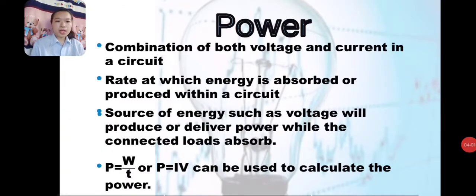Power is a combination of both voltage and current in a circuit. In an electrical circuit, power is the rate at which energy is absorbed or produced within the circuit. A source of energy, such as a voltage source, will produce or deliver power while the components absorb it. Power can be calculated by using the formula P equal to W over T, P equal to IV, or P equal to I squared R, where W represents the energy in joules, T represents the time, I represents the current, V represents the voltage, and R represents the resistance.